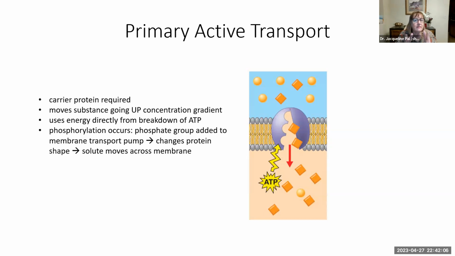So in order for this to happen, ATP is going to break down to ADP and an inorganic phosphate. So we're going to have some phosphorylation of that carrier protein. And when that carrier protein is phosphorylated, it's going to change its shape, and that is going to allow the solute to move across the membrane. Now, what category of enzyme have we been talking about that does phosphorylation? Stop and think about that for a second before we move on.